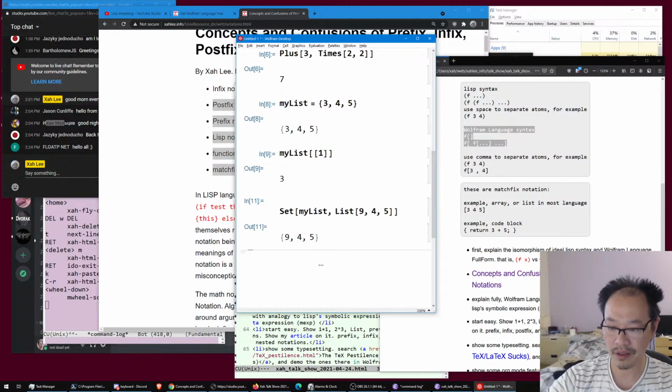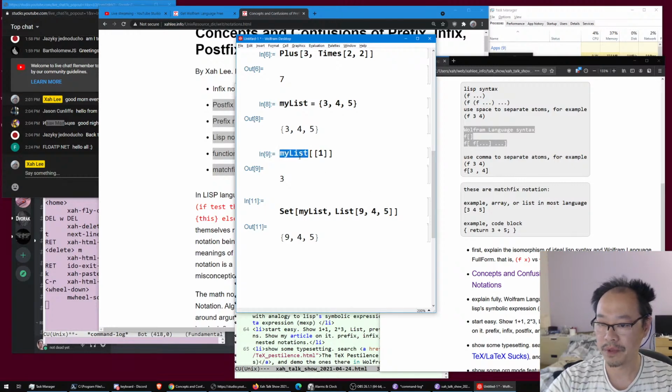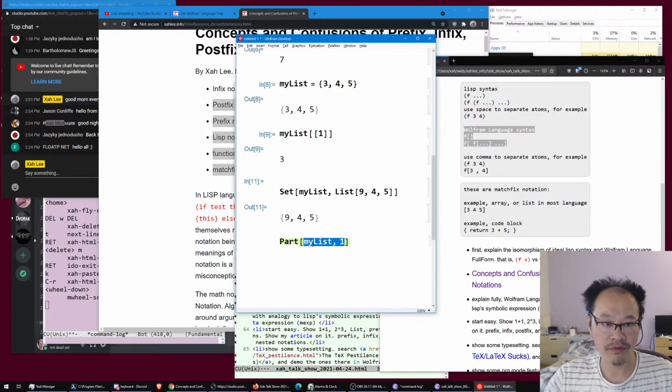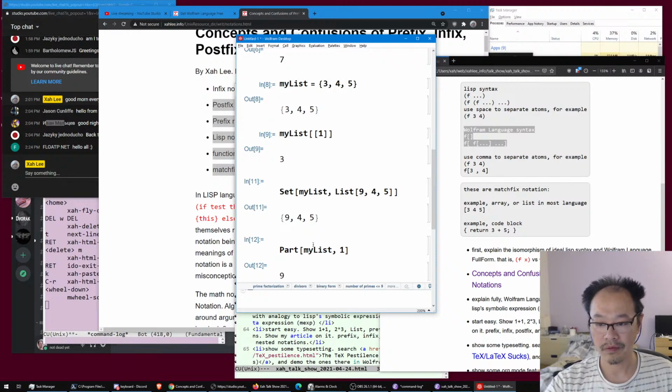Okay, let me continue. Let me show you this one. What's the full form of this? Take the first element of a list. Let me show you this way: Part, my list, 1, the first element. You see, here again we have a fully nested syntax. Okay, let's evaluate it. 9, because our first element is 9.